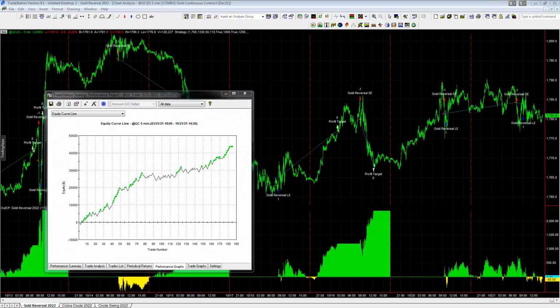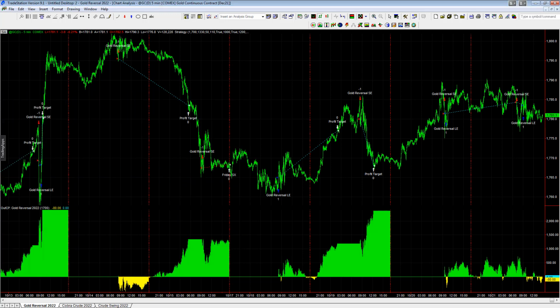I want to introduce you to the Gold Fibonacci Reversal Trading System. Gold has been a very wild market. It's been very different in recent years, and I have a strategy that takes advantage of these swings using Fibonacci reversals. So let's go over the results.